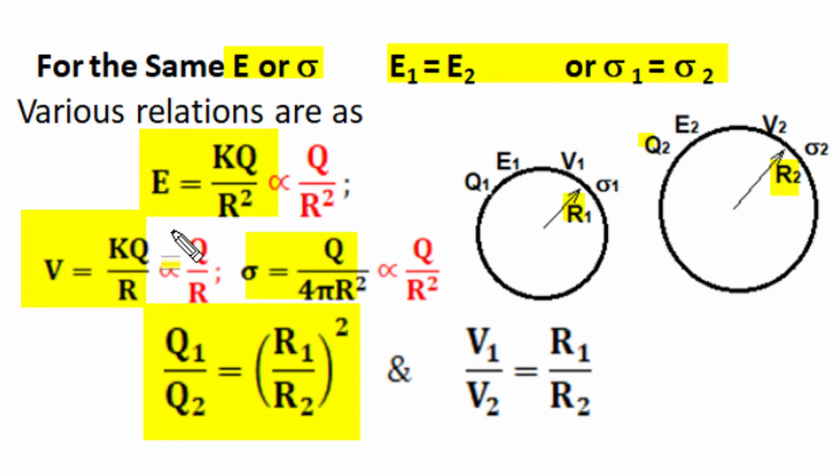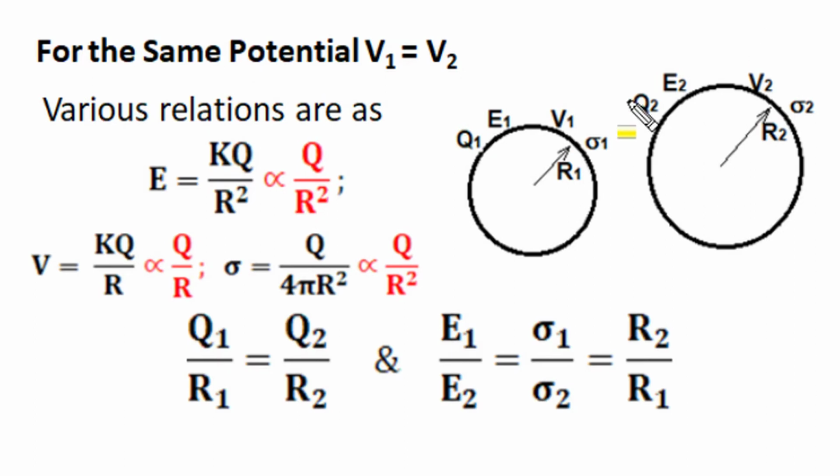This can also be tested from this relation. For identical electric field intensity, charge on spherical surface is directly proportional to radius square. So if q is proportional to r square and there is 1 r in denominator, potential becomes proportional to radius of sphere, and the ratio of potential on two spheres with identical surface charge density or surface electric field intensity is equal to r1 upon r2.